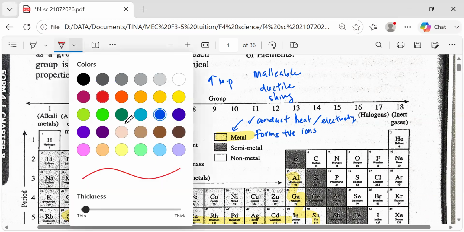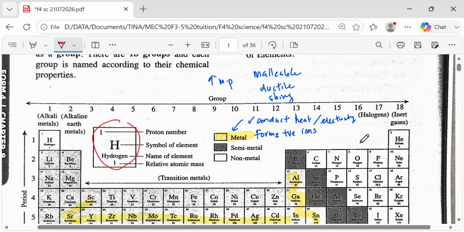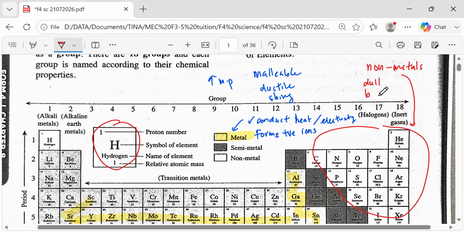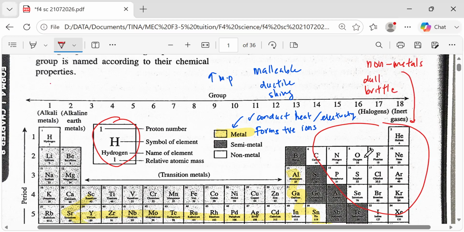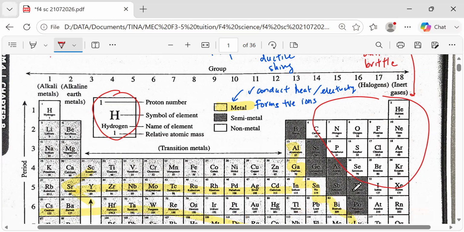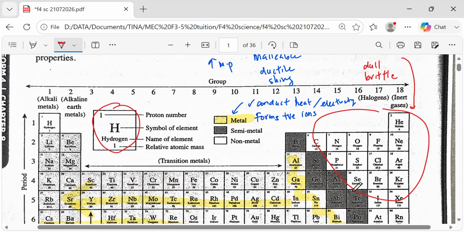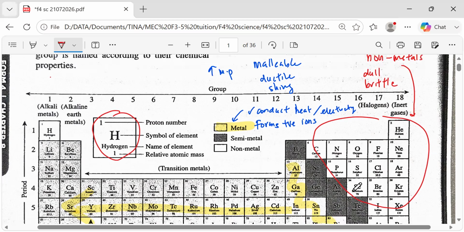Okay. And then hydrogen and everybody on this side are non-metals. Okay. So non-metals are terbalik. Non-metals are dull color. They are brittle. They do not conduct electricity. They have lower melting point, lower boiling point. Okay, can? And then, of course, in the middle, you have the semi-metal. Semi-metal is sometimes it acts like a metal, sometimes it doesn't act like a metal.